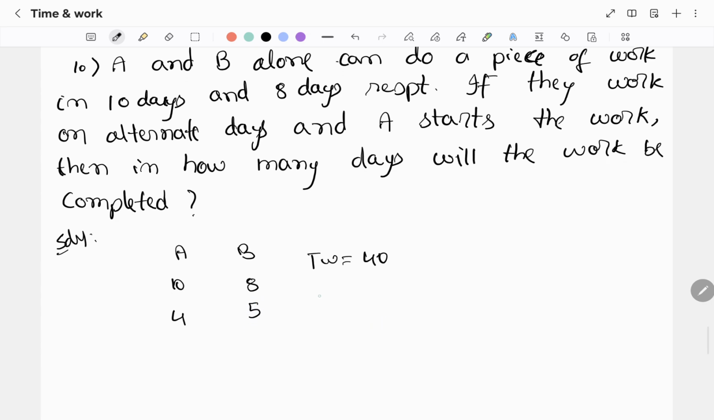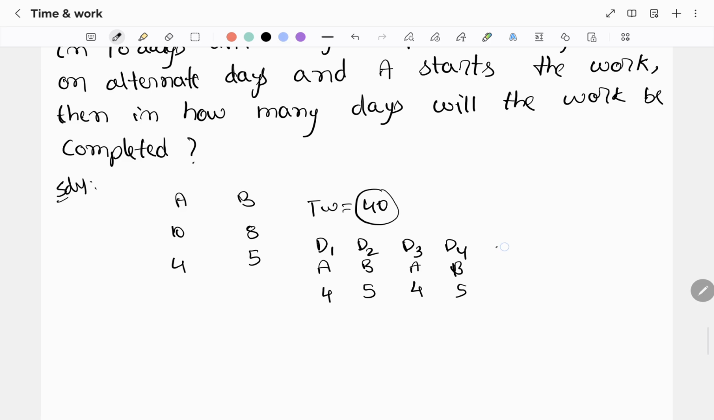What is the meaning of alternate days? Means day 1, who comes? A. Day 2, B. Day 3, A. Day 4, B. Since A started the work first, in day 1, A can complete 4 parts of the work. Then 5 parts, 4 parts, 5 parts. So like this, we have to complete 40 parts. But it takes time if you write like this. The best part is, see that it is repeating 4 plus 5, 4 plus 5. For every 2 days, A and B together complete 9 parts of the work.